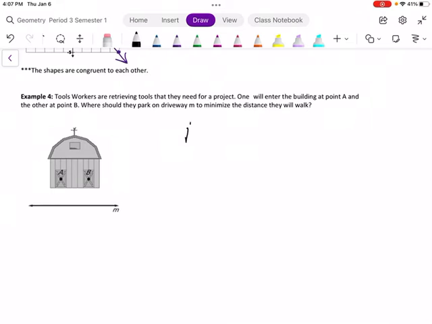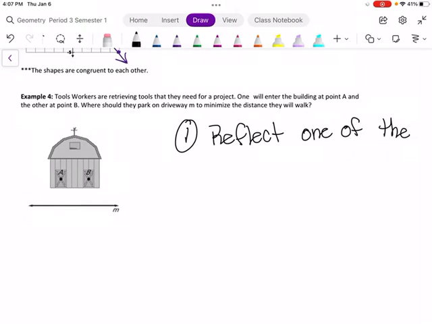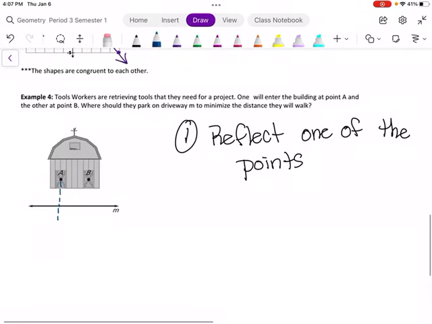So the very first thing you're going to do for problems like this, you're going to reflect one of the points. It doesn't matter which one, you can choose any. So for this one, I'm going to reflect point A. I'm just going to kind of estimate where that's going to go down here. So point A prime would probably be about there.